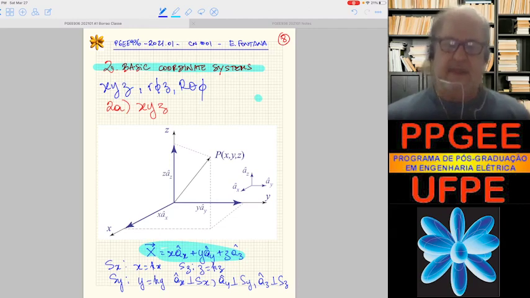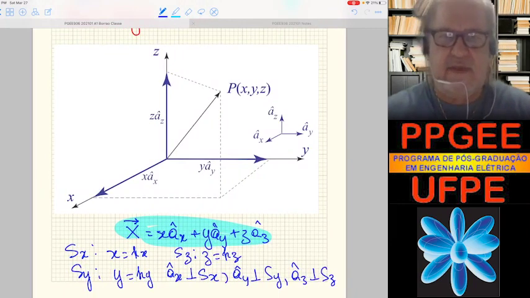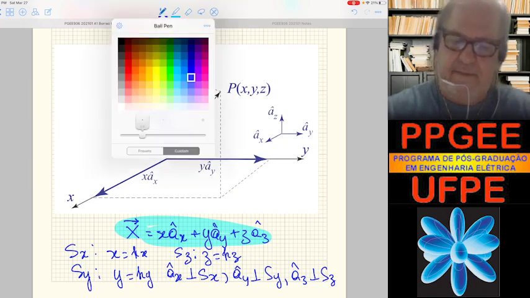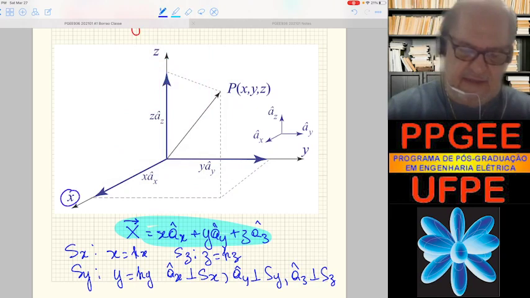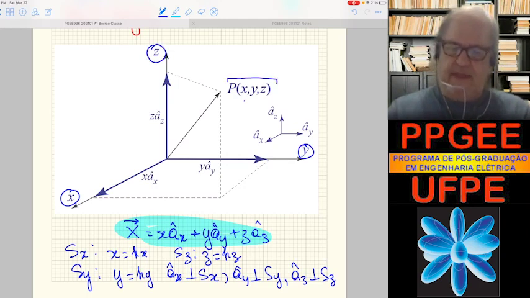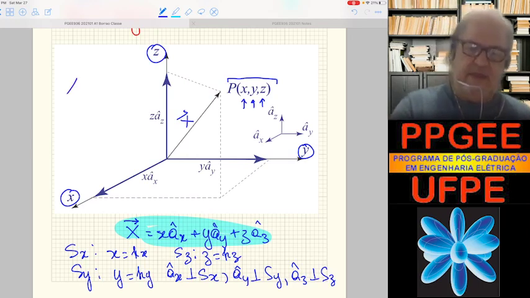Let's start with the XYZ system. The system is built with three orthogonal coordinate axes. We have X, Y, and Z, right? And we have a point in space, which has a triple of coordinates, X, Y, and Z. And we have the position vector, which in this course is a very important actor. It's going to appear in every formulation that we deal with here, which is a position vector x.